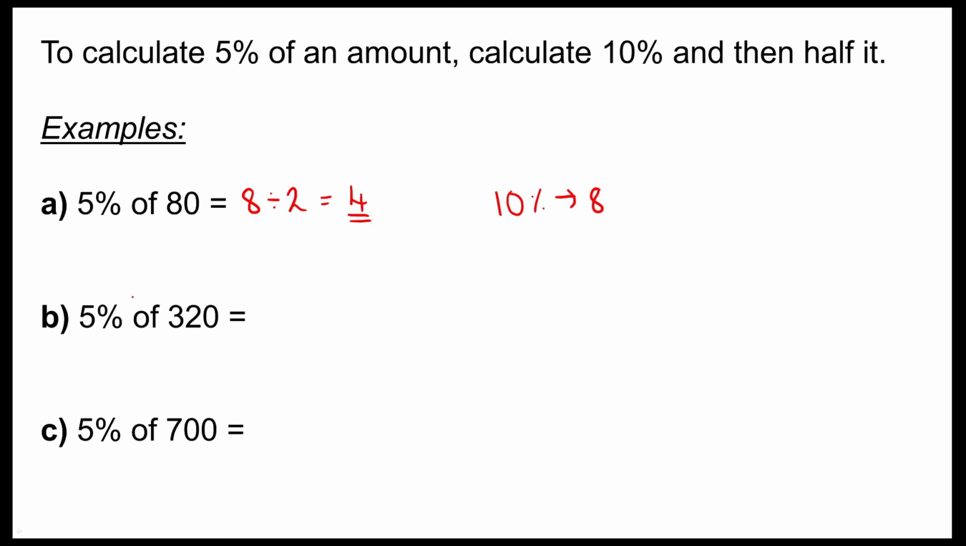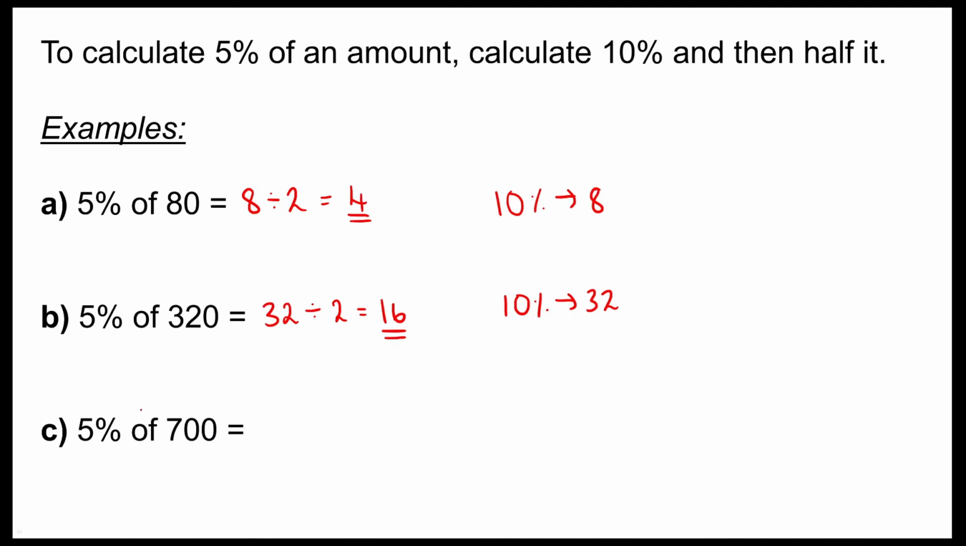Likewise, if I wanted 5% of 320, I'd first think about 10%, which is going to be 32, 320 divided by 10. Once I've got 10%, I know that 5% is half of that. 32 divided by 2 is 16.